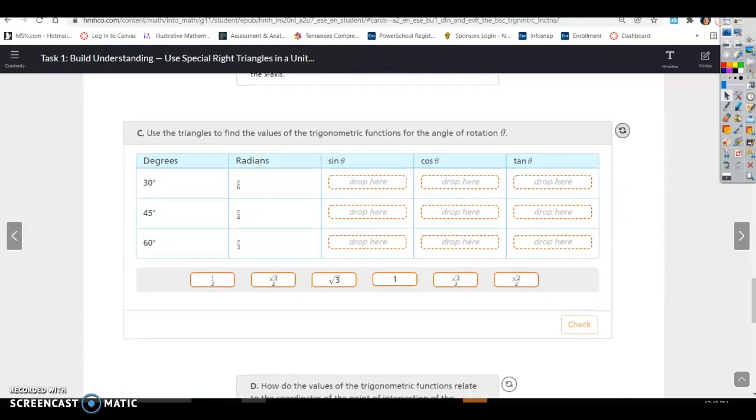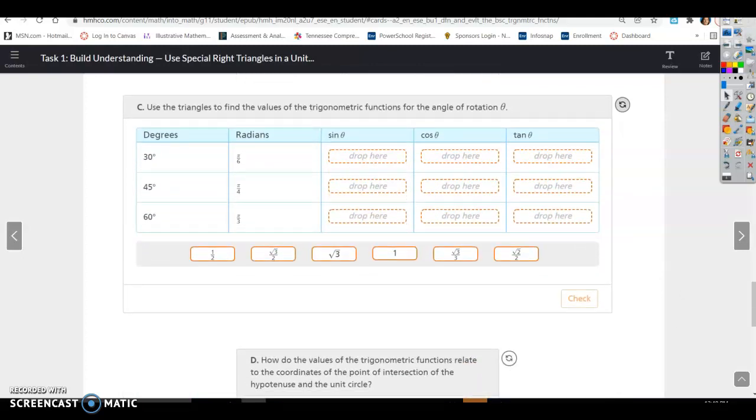All right, moving on to the table. It says use the triangles to find the values of the trig functions for the angle of rotation. All right, so remember we've got SOHCAHTOA. So we know that sine is going to equal opposite over hypotenuse. And so if we refer to our triangles, hopefully you have those written down. I don't want to have to scroll up each time to look at those. So we know that sine is going to be opposite over hypotenuse.